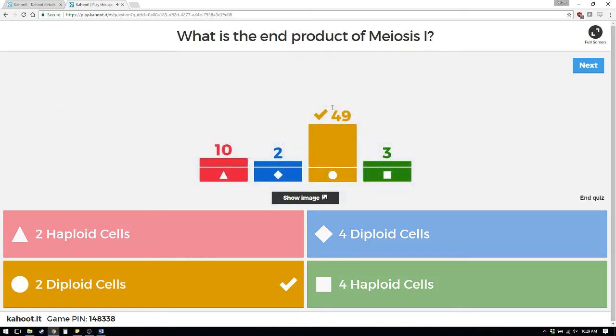Two diploid cells, right. So basically meiosis one is just kind of mitosis, but what's the main difference? The crossing over that occurs, right? And where's crossover happen? Prophase one, right? So prophase one is where you have crossing over of the different chromosomes, so you get some genetic variation there. And then at the end of meiosis one, you have two diploid cells, but they've changed some genetic material. At the end of meiosis two, you have four haploid cells, okay?